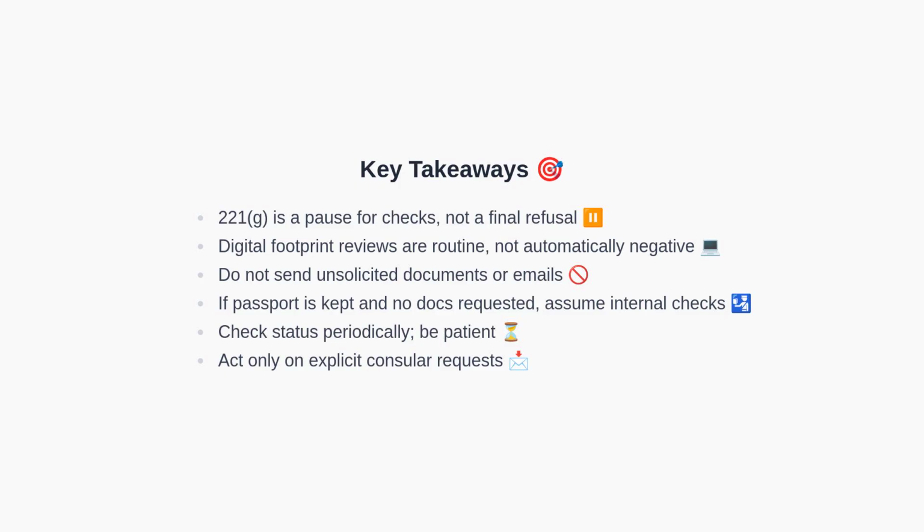These are the essential takeaways. First, 221G is a pause for further checks rather than a final refusal. Second, digital footprint reviews are now routine and not automatically negative. Third, avoid sending unsolicited documents or emails. Fourth, if your passport was kept and no documents were requested, assume internal checks are in progress. Fifth, check your case status periodically and practice patience. Finally, act only on explicit consular requests.